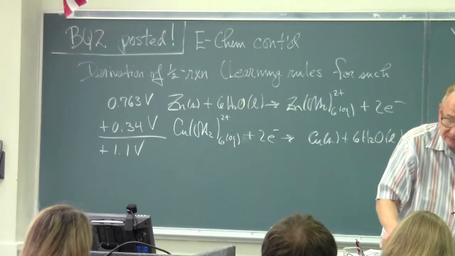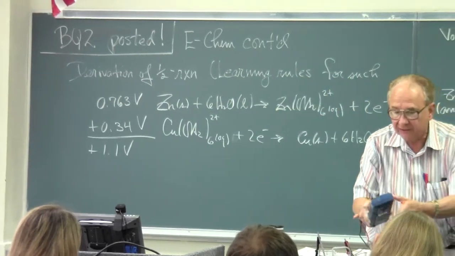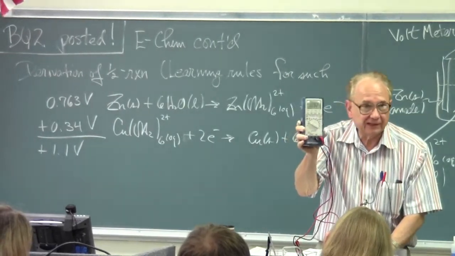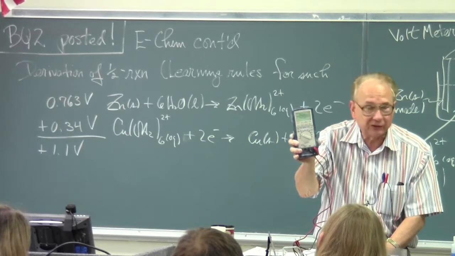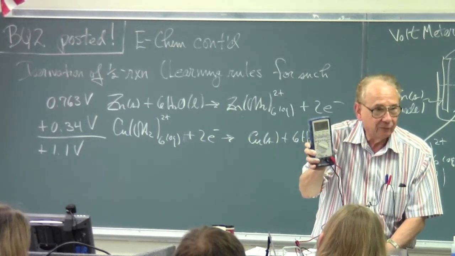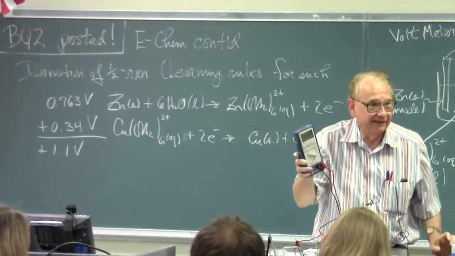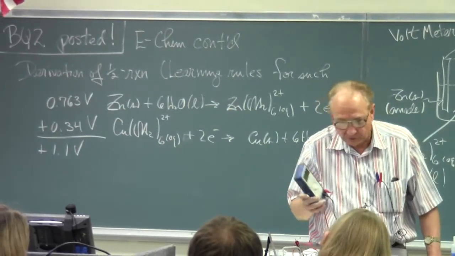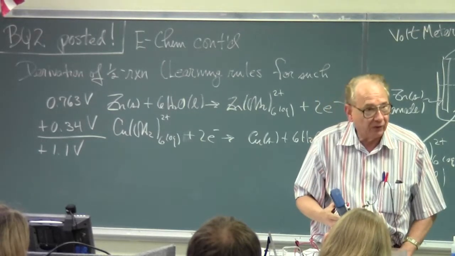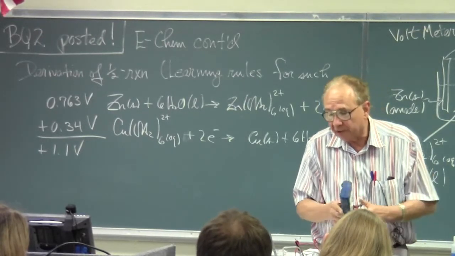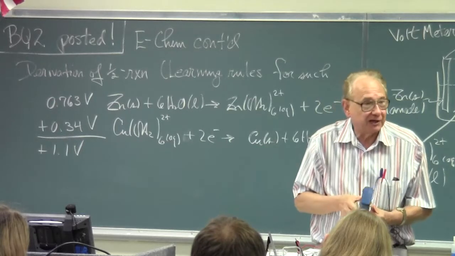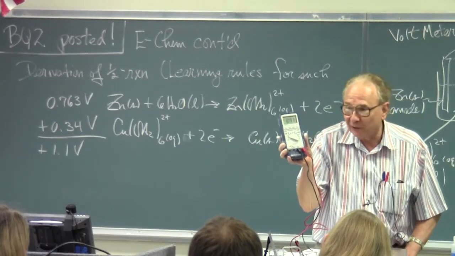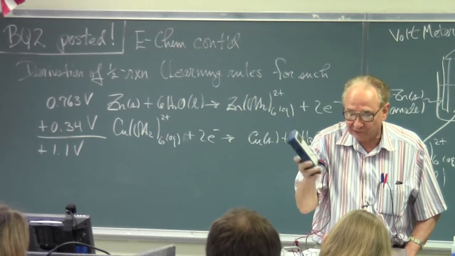Here's our gee whiz student demonstration. Here's what we got. Can you all see it? Or at least those of you who are up close, can you see it? What are we reading? 1.09, not bad. Okay? Why is it not exactly 1.1? I don't know. Are these solutions exactly 1 molar? I don't know. Is there a degree of resistance in this salt bridge for which I cannot account? I don't know. But that's not bad. 1.09 volts instead of 1.1 volts.